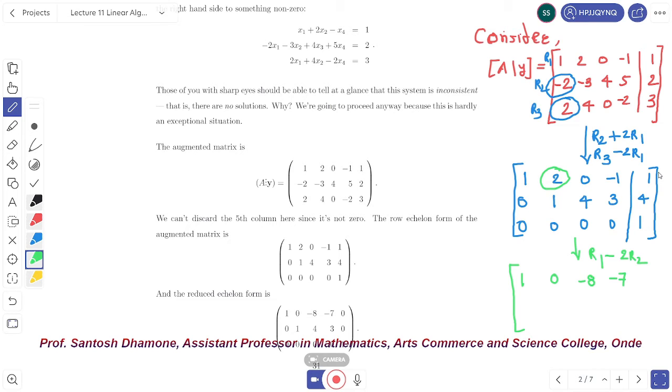Okay. This is row reduced echelon form. Okay: 1, 2, 0, minus 1, 1, 0, 1, 4, 3, 4, 0, 0, 0, 1. And the reduced echelon form is 1, 0, minus 8, minus 7, minus 7, 0, 1, 4, 3, 0, 0, 0, 0, 1. Okay, this clears the idea.